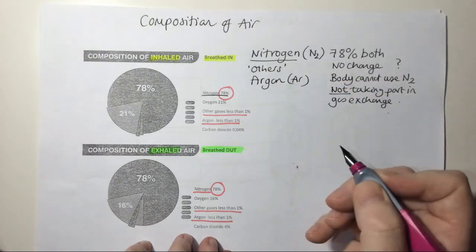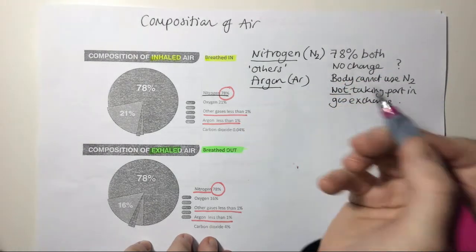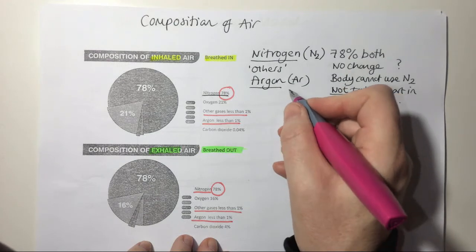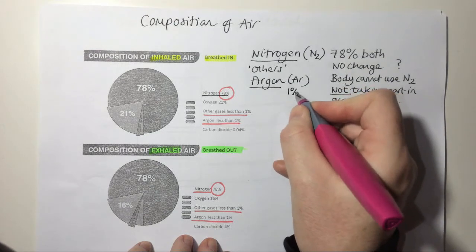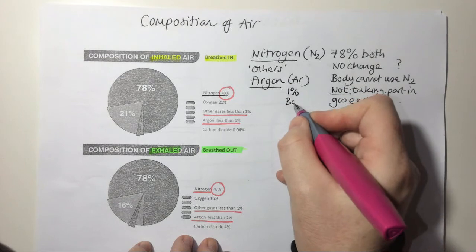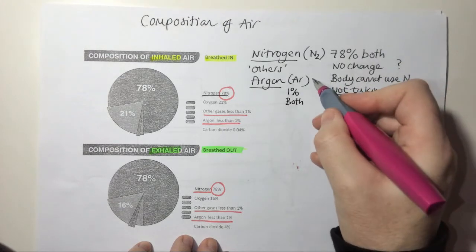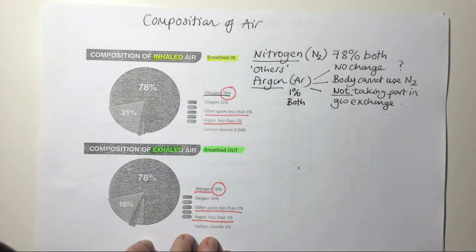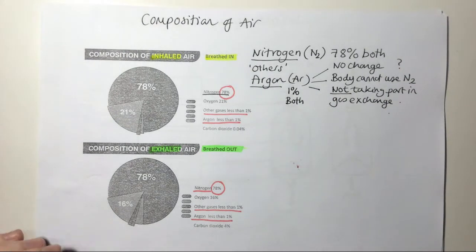Argon, we abbreviate that to Ar. So we've got the same reason. For argon, we've got less than 1% in both. What's the reason? Well, it's the same. There's no change. The body can't use the argon. It's not taking part in gas exchange. They're the easy ones because they don't change.